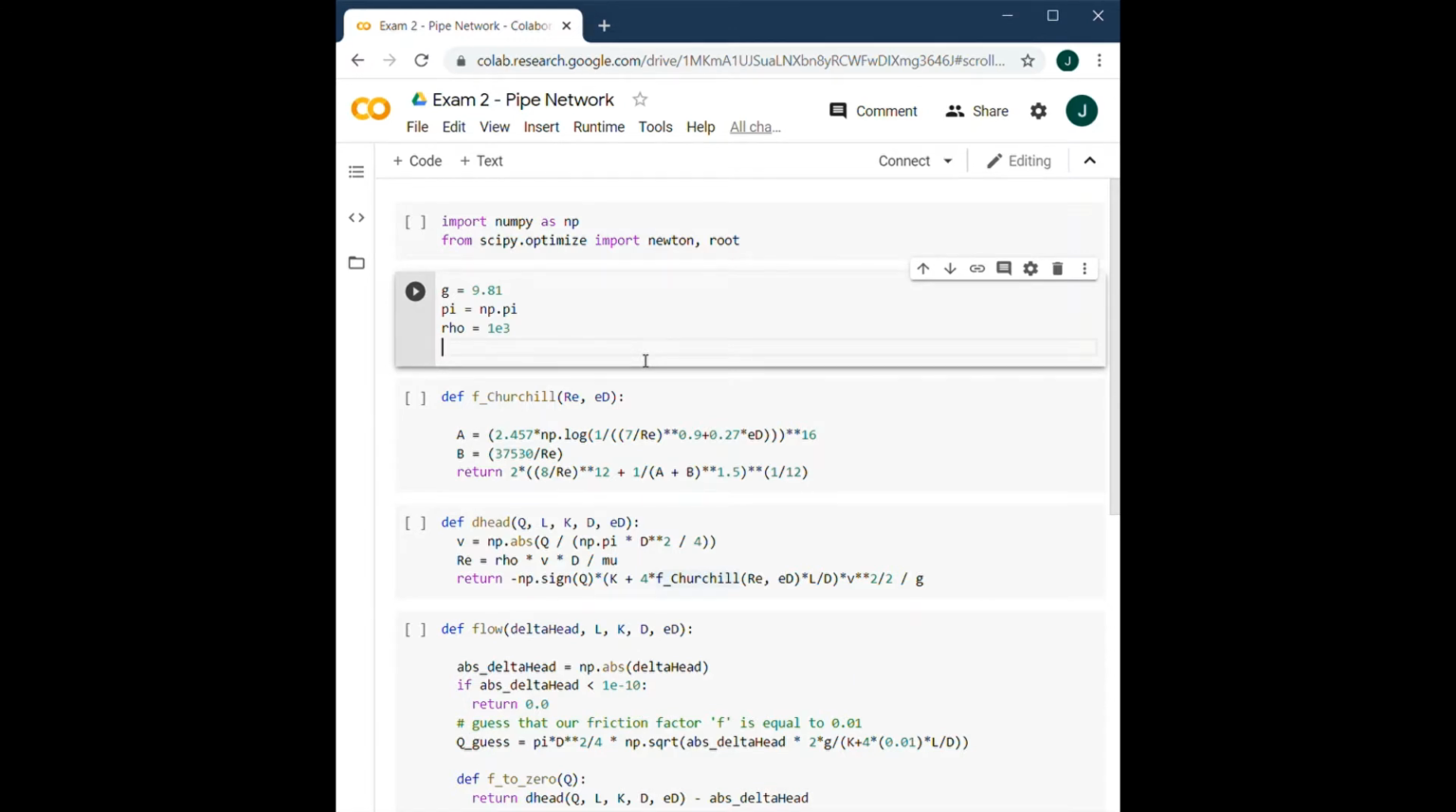So the next variable we need is going to be variable mu. Now mu, remember, is the variable that represents viscosity. So for this pipe network, our viscosity is going to be for water, which is 1 times 10 to the negative third Pascal seconds. And we'll use that viscosity when we solve for our Reynolds number in this d-head function here.